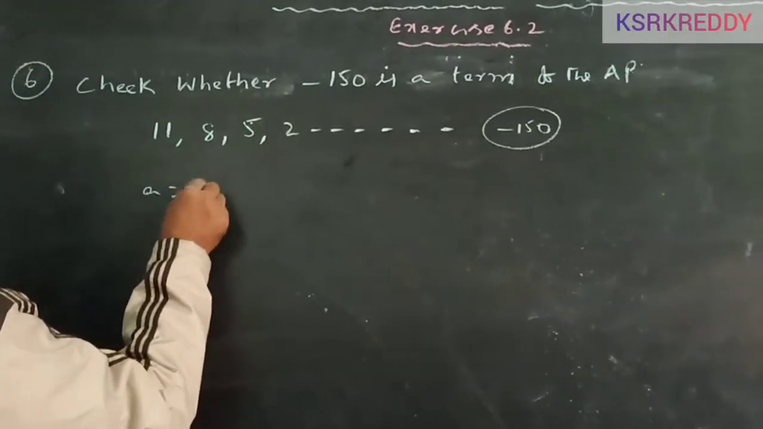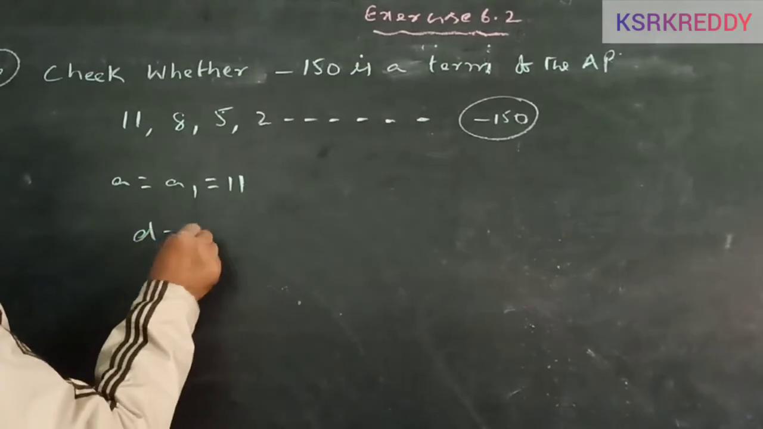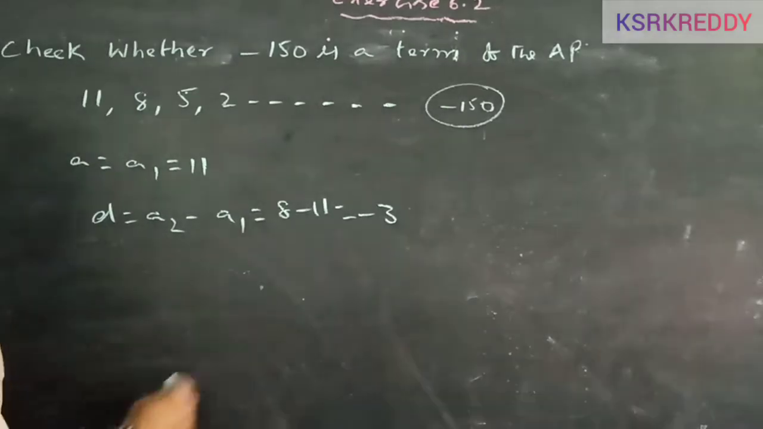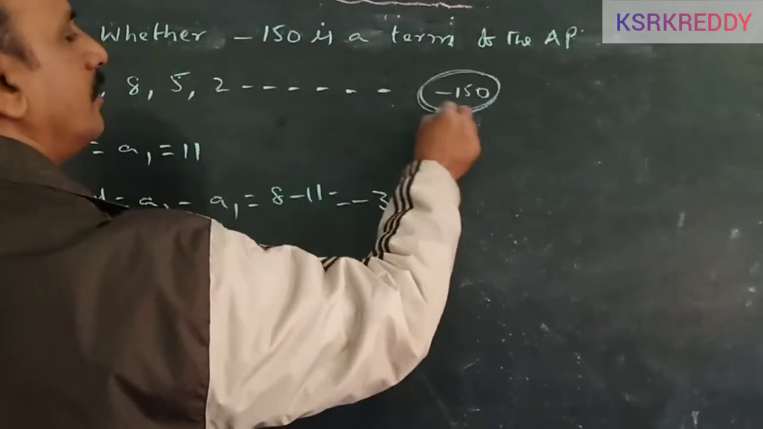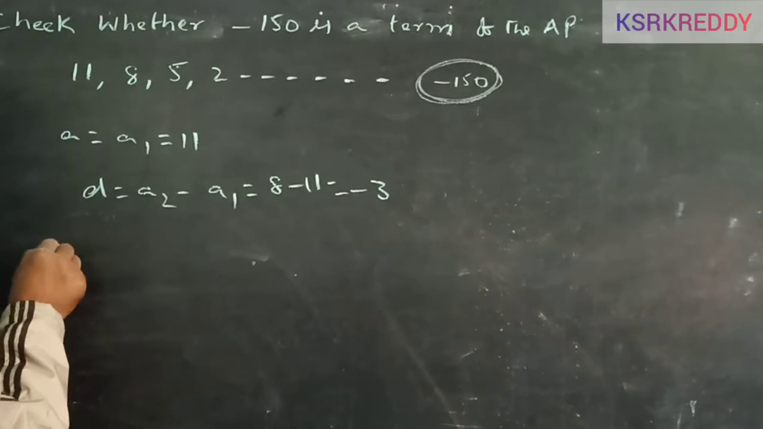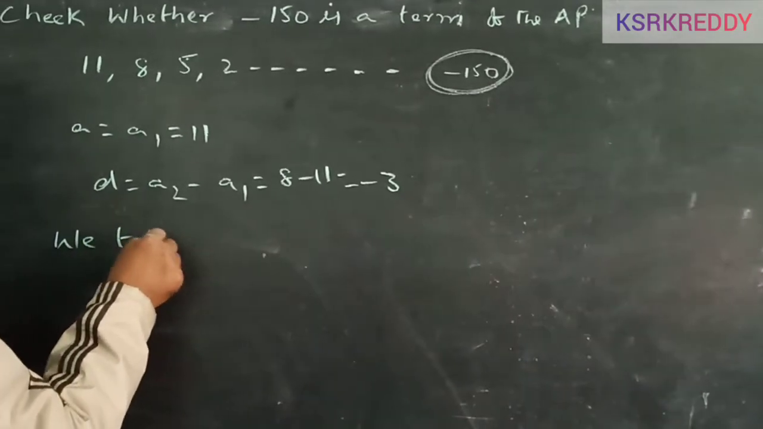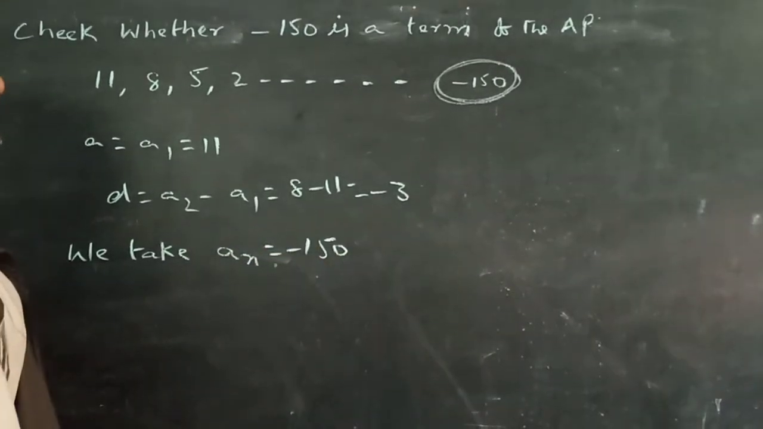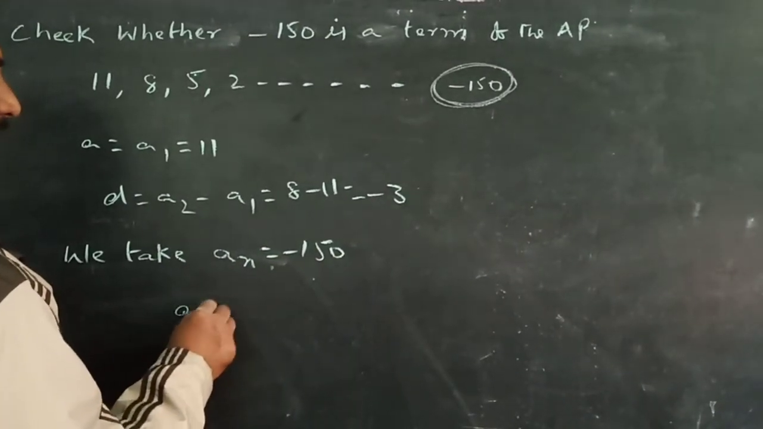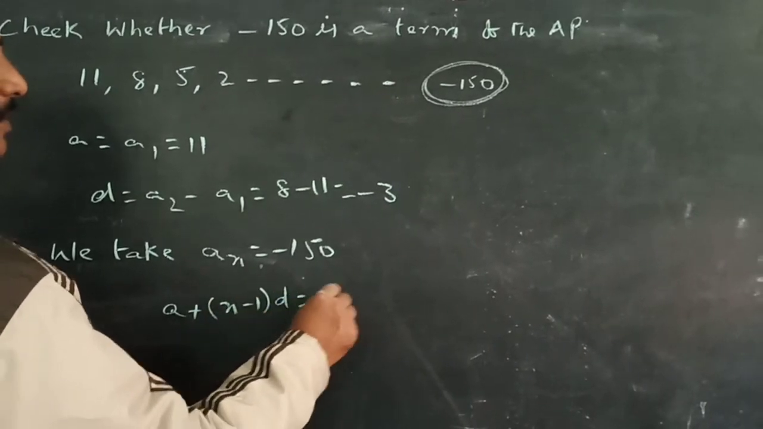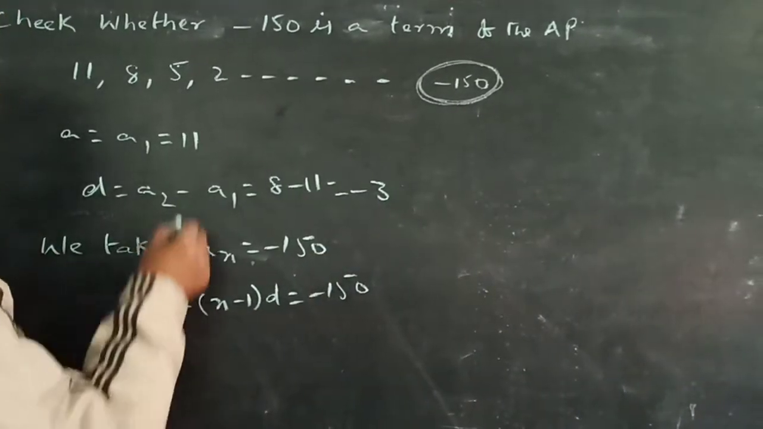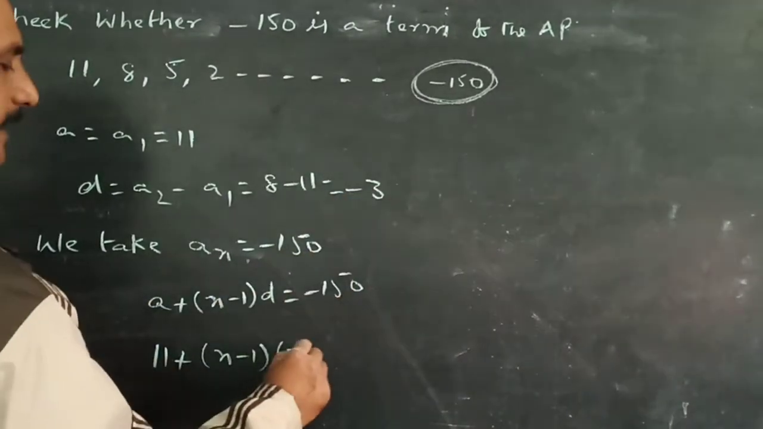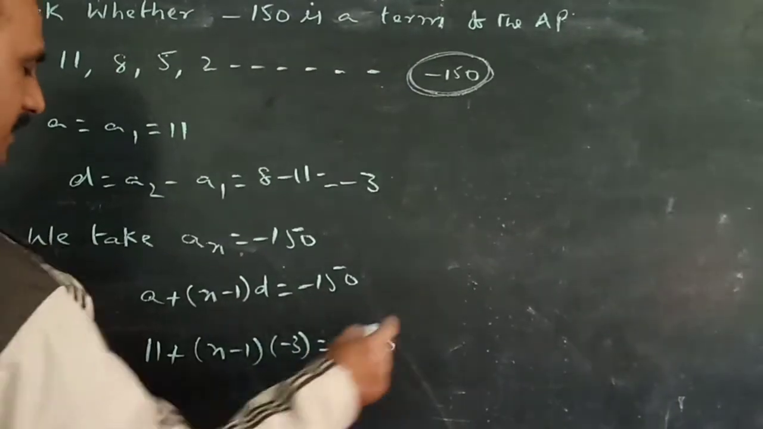So a is equal to a1, which is 11. d is equal to a2 minus a1, which is 8 minus 11, equal to minus 3. Then minus 150 is the nth term, so an is equal to minus 150. In the formula, a plus (n minus 1) into d is equal to minus 150. What is the a value? 11 plus (n minus 1) into d, where d is minus 3, is equal to minus 150.